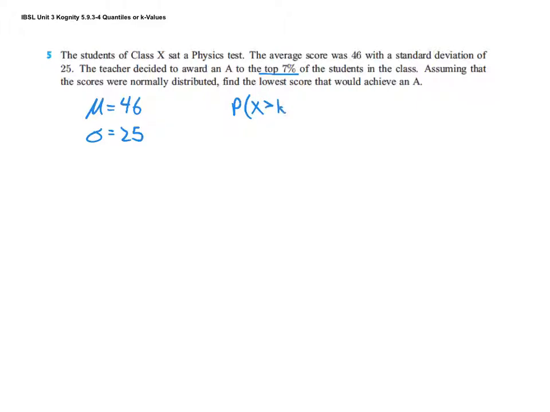So 0.07. So 0.93. So the probability x is greater than k equals 0.07. So yeah, what we need to use is the probability x is less than k will equal 0.93. Okay? So assuming that this is normally distributed, find the lowest score that would achieve an A. Alright, so what is that k? The k value is going to be our score that would get us an A.